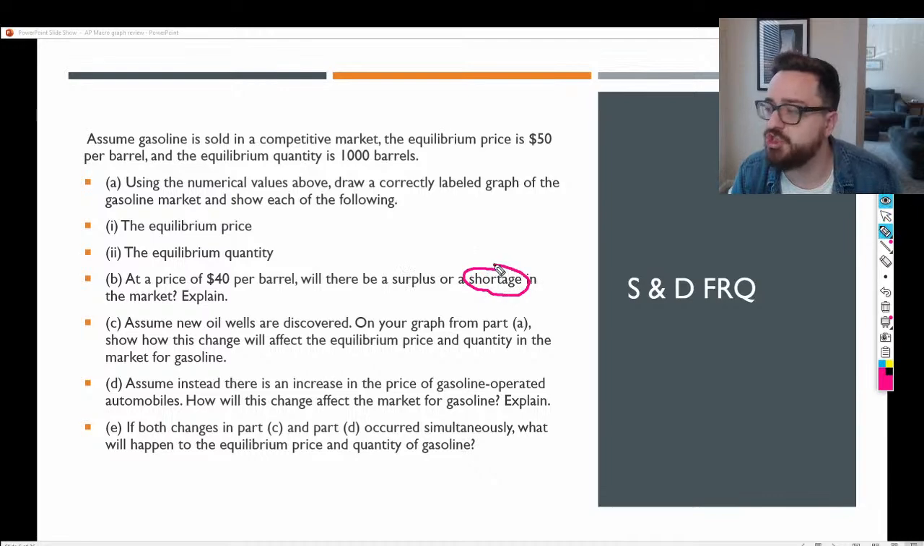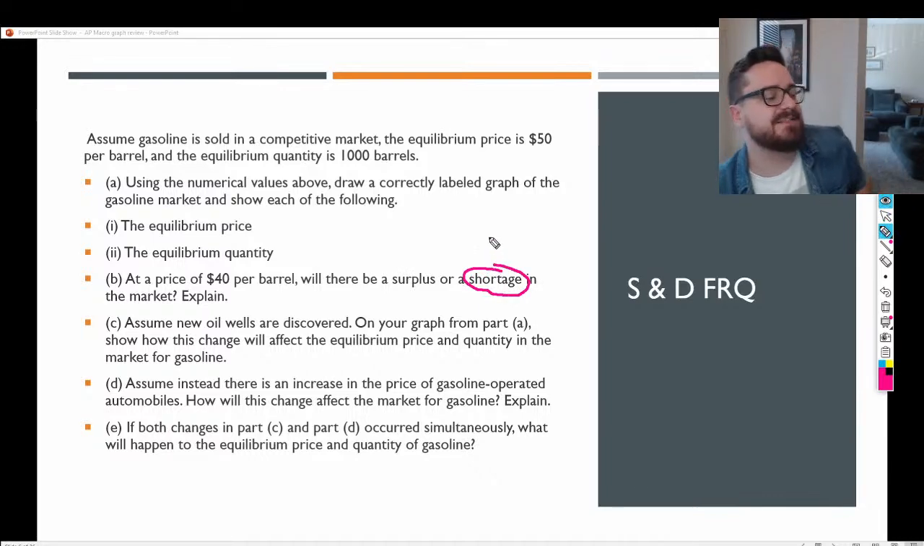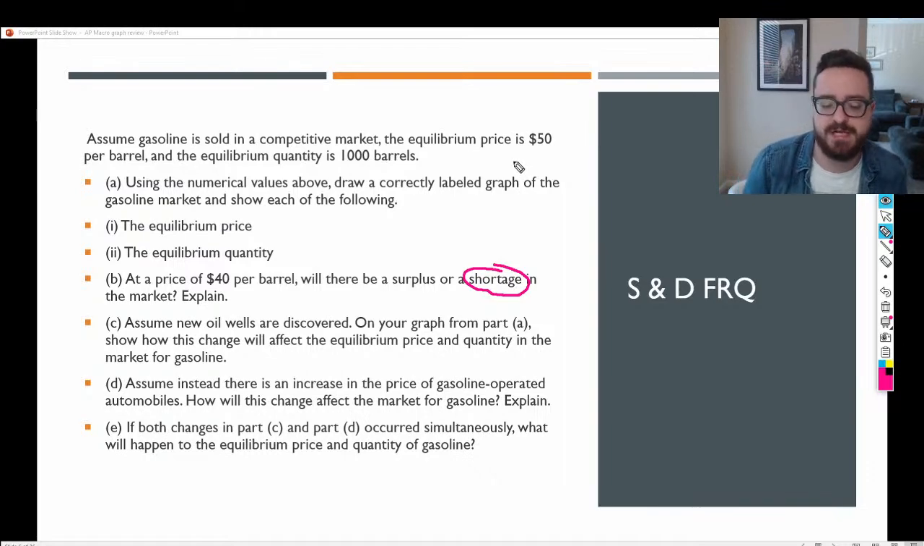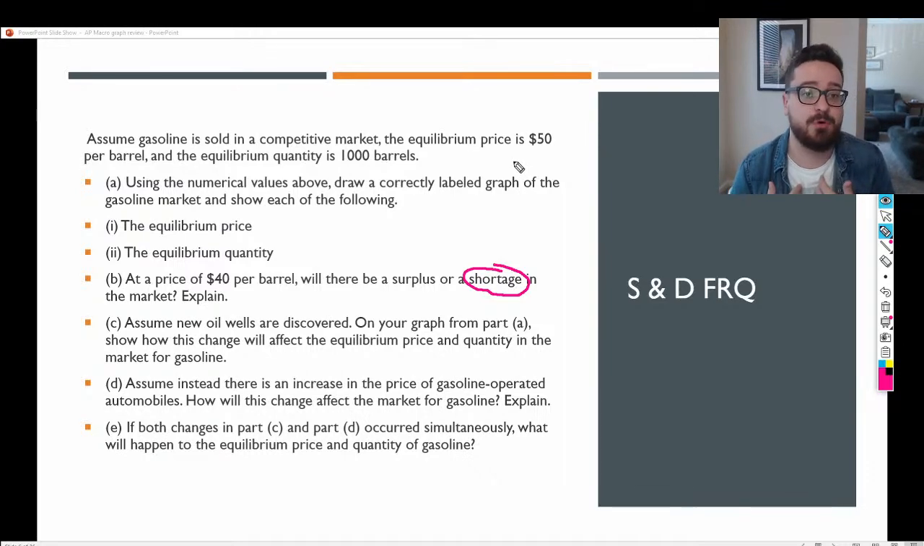If the price is too low, what's going to happen is people are going to love that. If the normal price of a barrel of gasoline is $50 and you're telling me it's 40, that it's 20% off, what am I going to do? I'm going to buy a lot more of it, which is not just me, it's everybody buying a lot more of it, which would mean they're probably going to run out. That's what the shortage is.